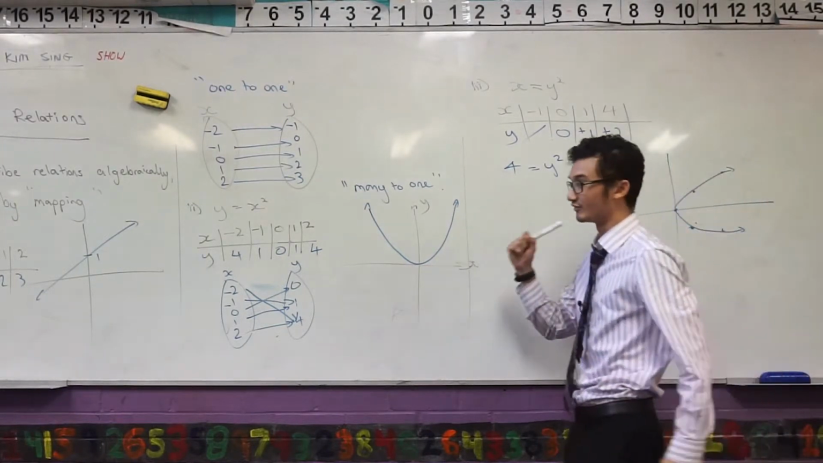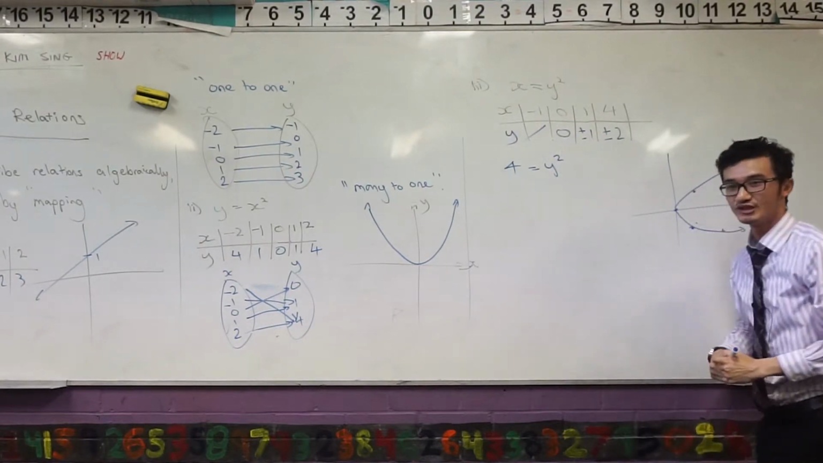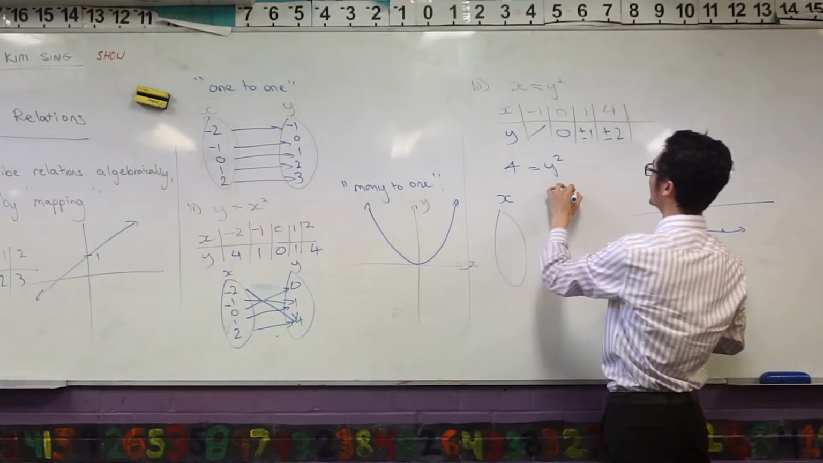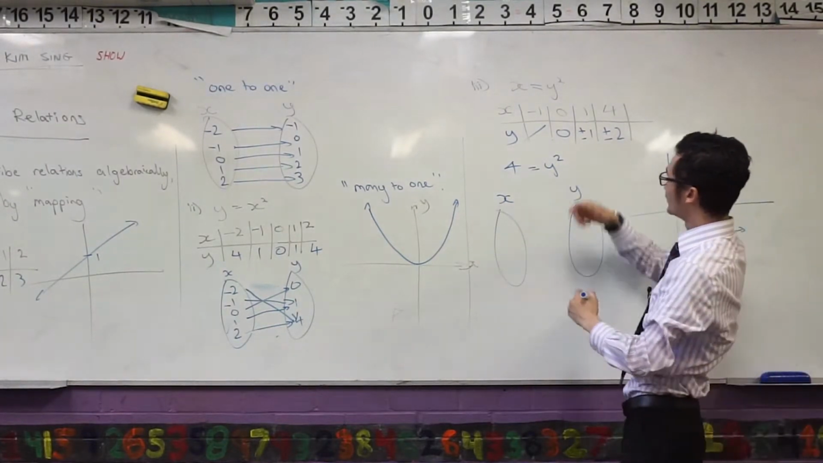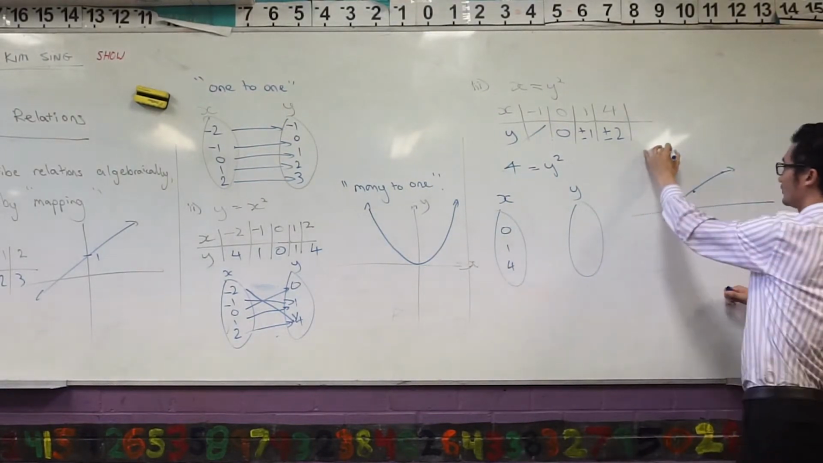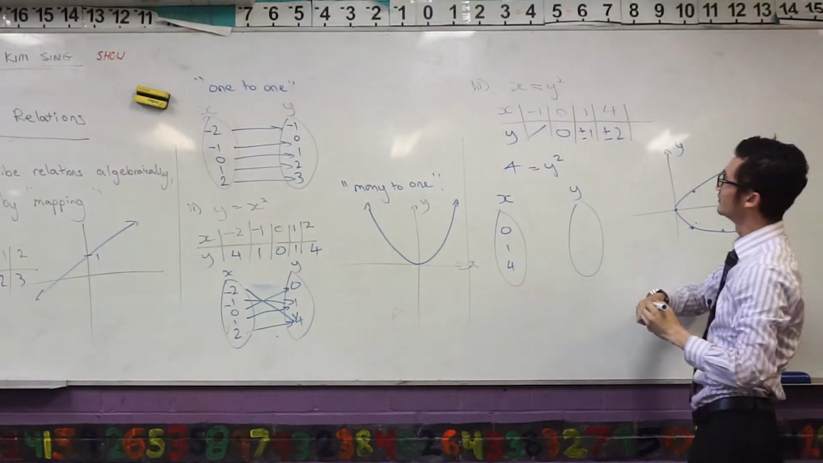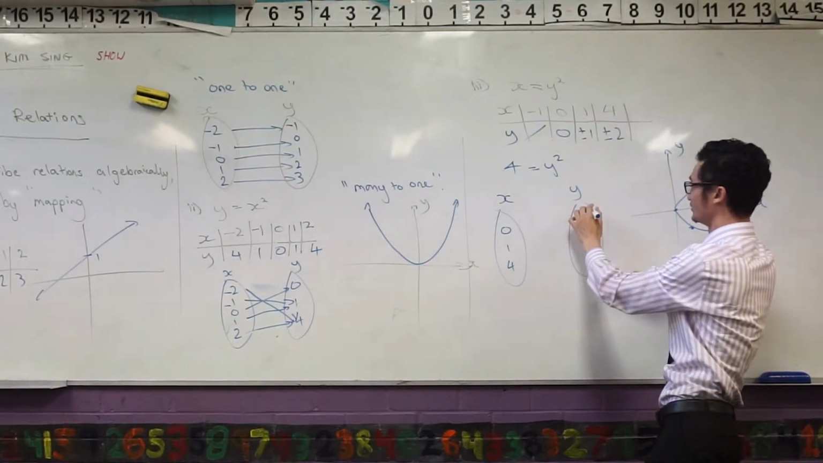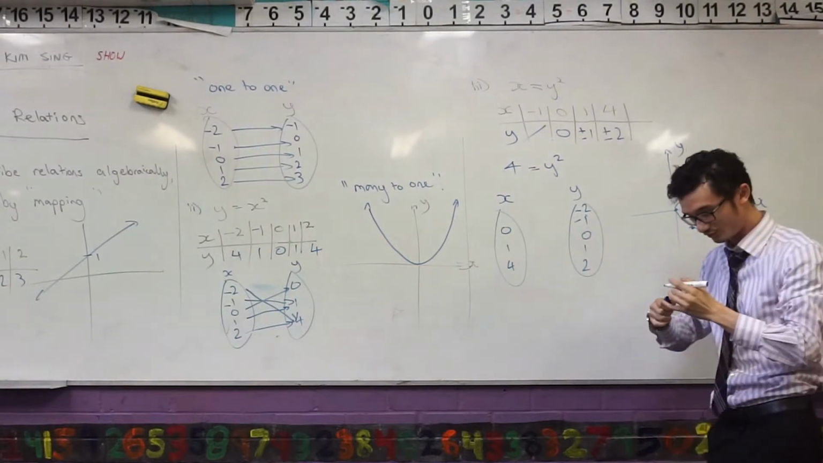And again, we have this graphical approach, we have this table of values, we have an equation, but we can also think about the mapping. You've got your x values and you've got your y values. Your x values, we've only got 3 of them here, 0, 1, and 4. What about the y values though? We've got quite a lot more now. We've got -2, -1, 0, +1, and 2.